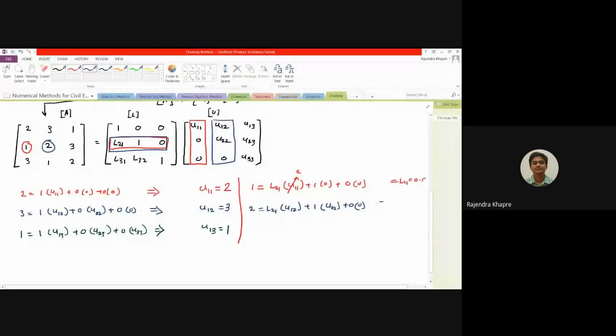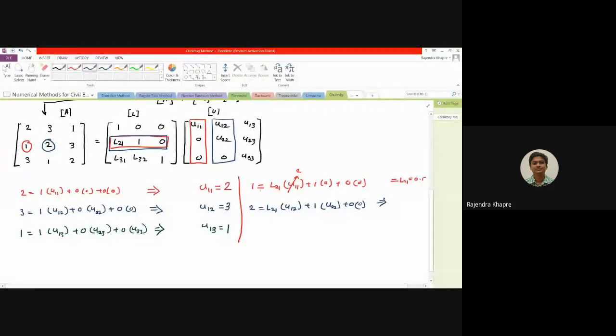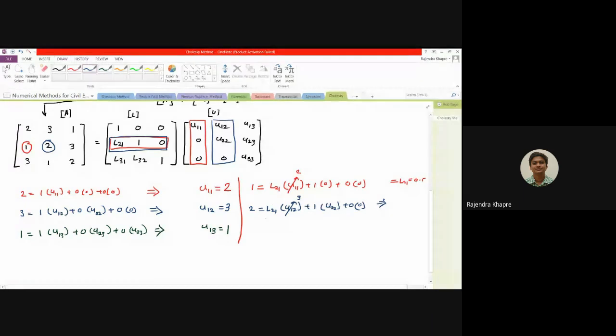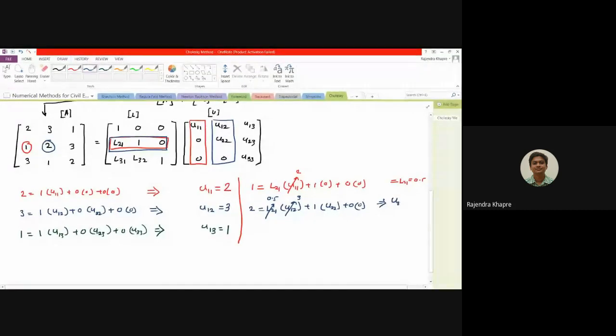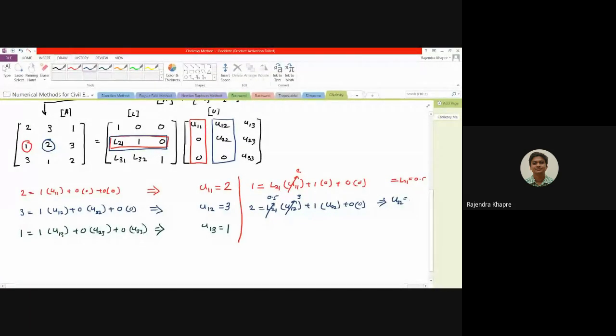Okay. So if you solve this, you need to know the value of U12. U12 value just now we have calculated, it is 3. Okay. And U22 value is not known, but L21 value is known to me. L21 value just now we have calculated as 0.5. So this is going to give me the value of U22. कितना आएगा बेटा ये? Sorry? 1.33.